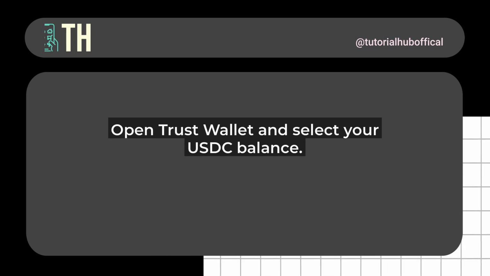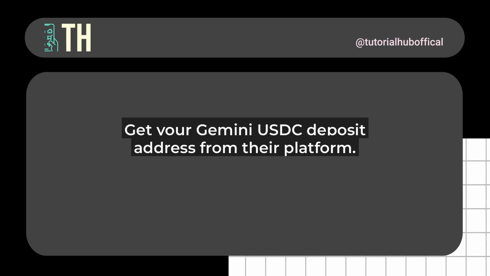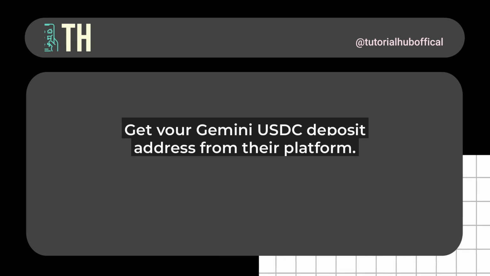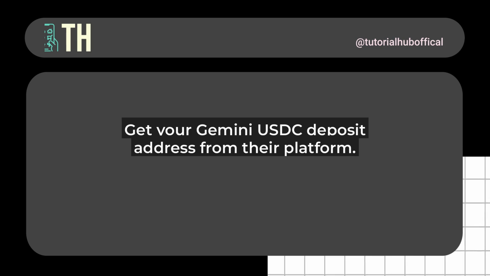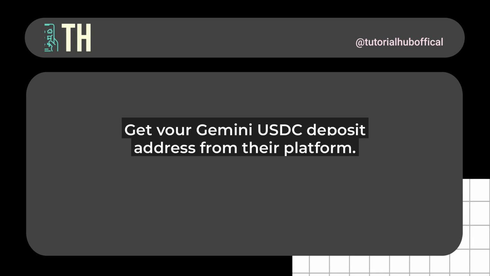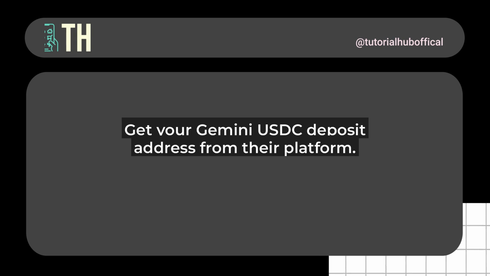Step 2. Tap on the Send button for USDC. This will prompt you to enter the recipient's address. Now, switch over to your Gemini account. Log in, go to your wallet section, and find your USDC deposit address. Gemini might require you to select the specific network, like Ethereum, since USDC often runs on it.